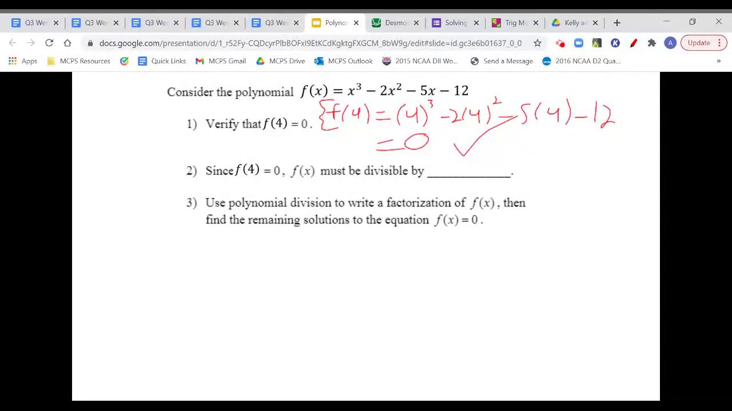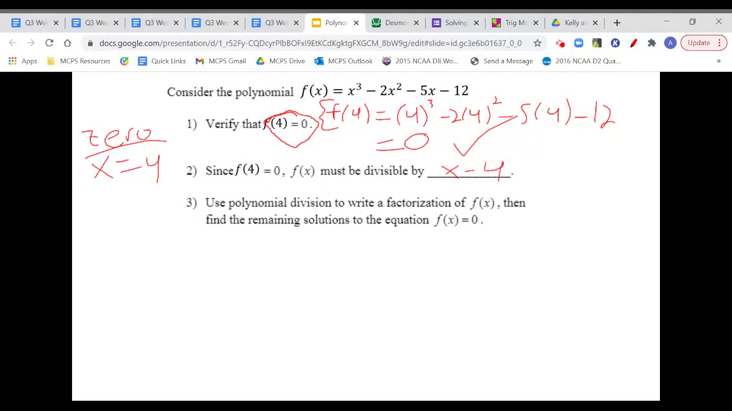After that, we're told since f of 4 equals 0, which we just verified, what must x be divisible by? Well, if f of 4 equals 0, we plugged 4 in as my x, and that gave me a 0. That means that one of my zeros is 4. When x is 4, my function is at 0. So that indicates that my function must be divisible by x minus 4.